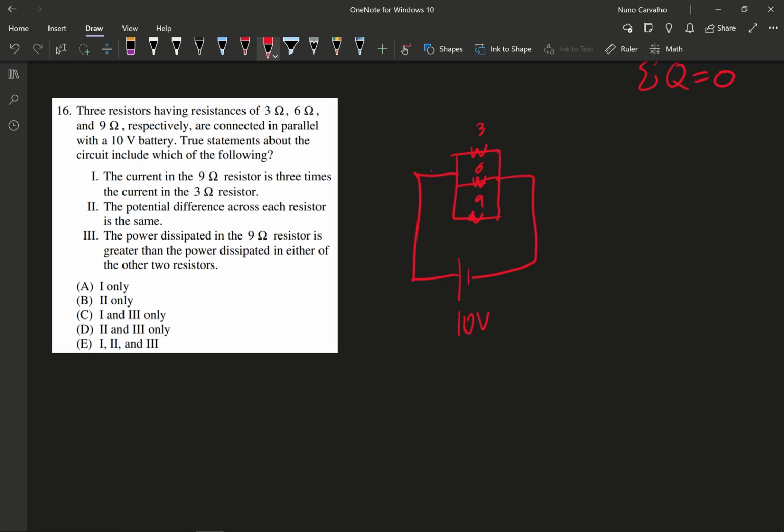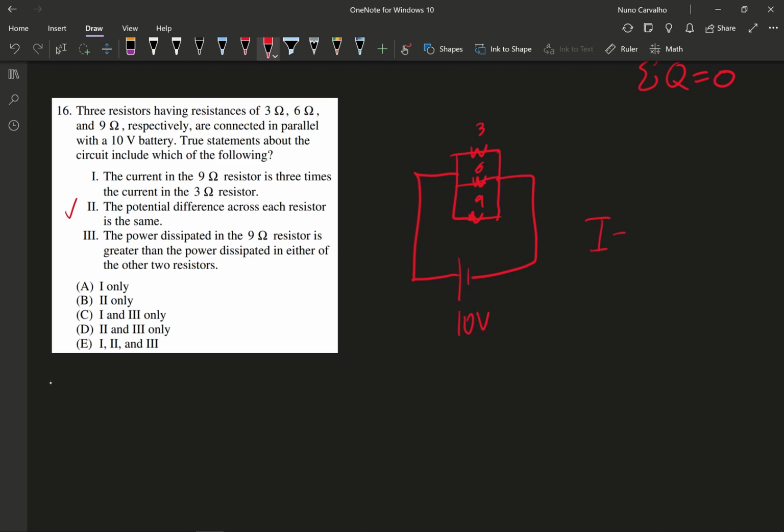Well, if they're in parallel, that means that the voltage across here will be the same. It will be 10 volts. And so by that we can already skip to 2 and say that that's going to be correct. But now let's think about number 1 here. The current in the 9 ohm resistor is 3 times the current in the 3 ohm resistor. No, it's actually going to be the opposite.